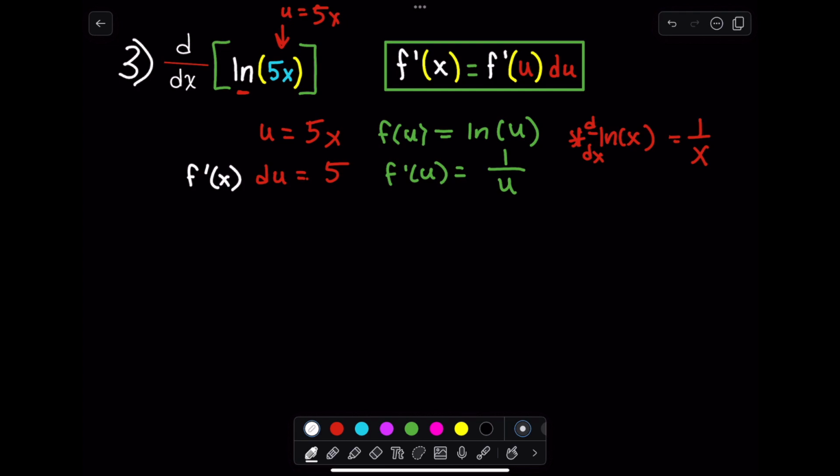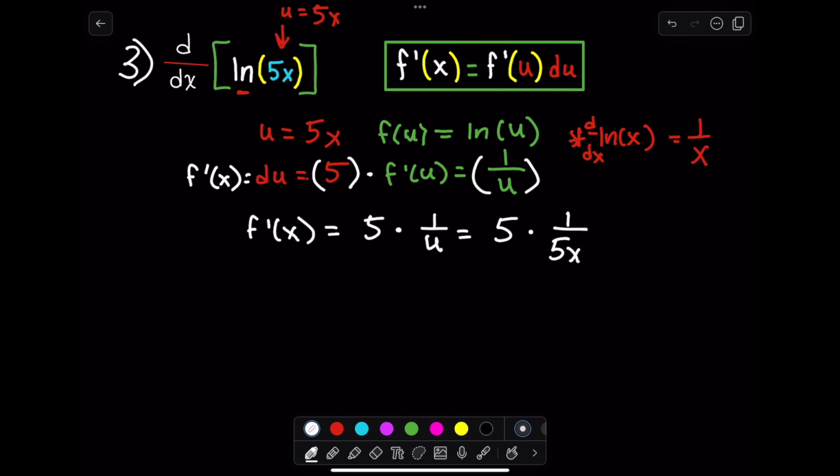So the chain rule says that f prime of x equals this term multiplied by this term. So f prime of x equals 5 times 1 over u, or subbing that in, 5 times 1 over 5x, which can be simplified as 1 over x.